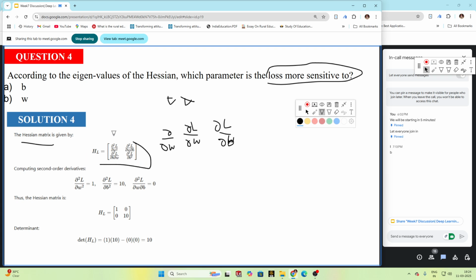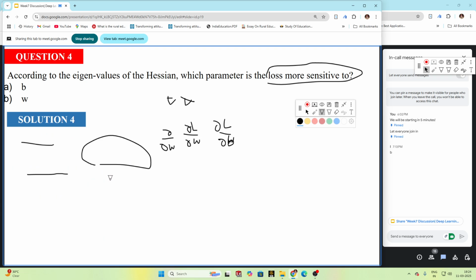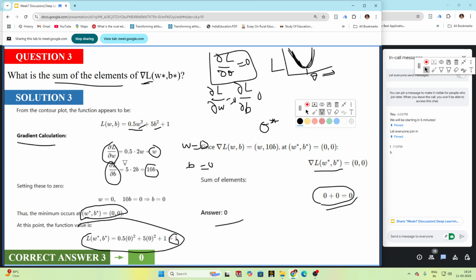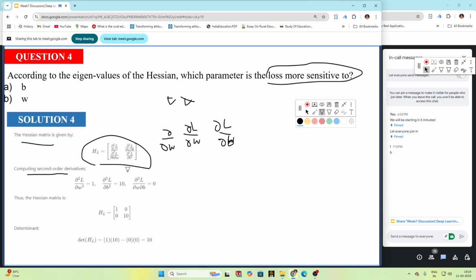So this is the Hessian matrix. You have to calculate the Hessian matrix first. How can this be calculated? You just do the double differentiation of this: del L by del W you have calculated.